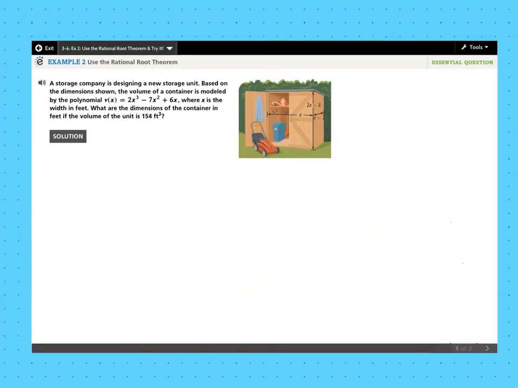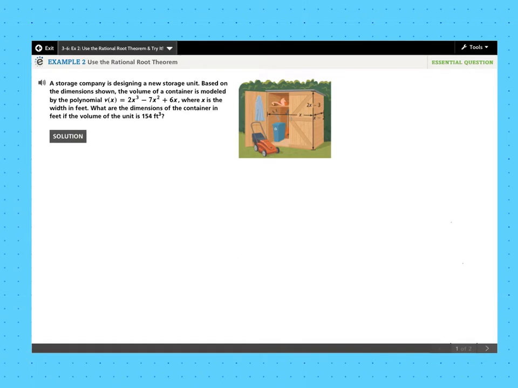Okay, let's look at this problem. A storage company is designing a new storage unit. Based on the dimensions shown, the volume of a container is modeled by the polynomial v of x equals 2x cubed minus 7x squared plus 6x, where x is the width in feet. What are the dimensions of the container in feet if the volume of the unit is 154 square feet?